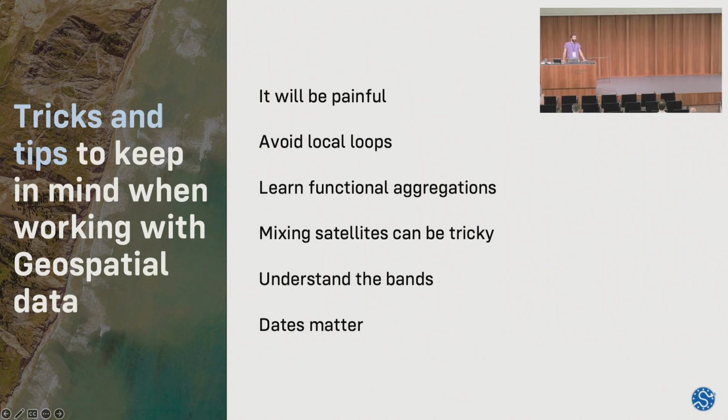Avoid local loops. Google Earth Engine gives you a good capability of running computations on their side. So if you're running local loops on your machine, you're probably doing something that you shouldn't be doing. Then, learn functional aggregations. Perhaps a reason why Google Earth Engine started with JavaScript is it has a really functional API. So you need to know your maps, you need to know your reduces, you need to know all that stuff, and your camel casing, even though I don't like it.